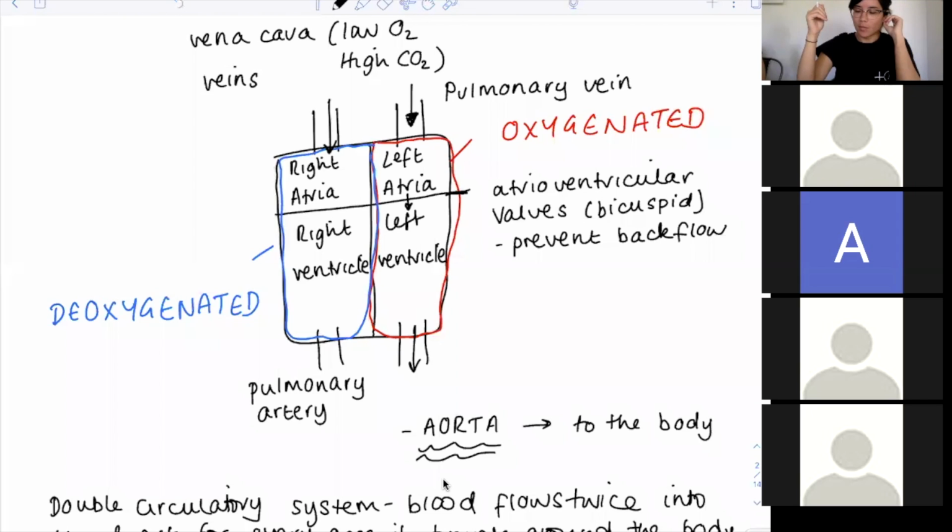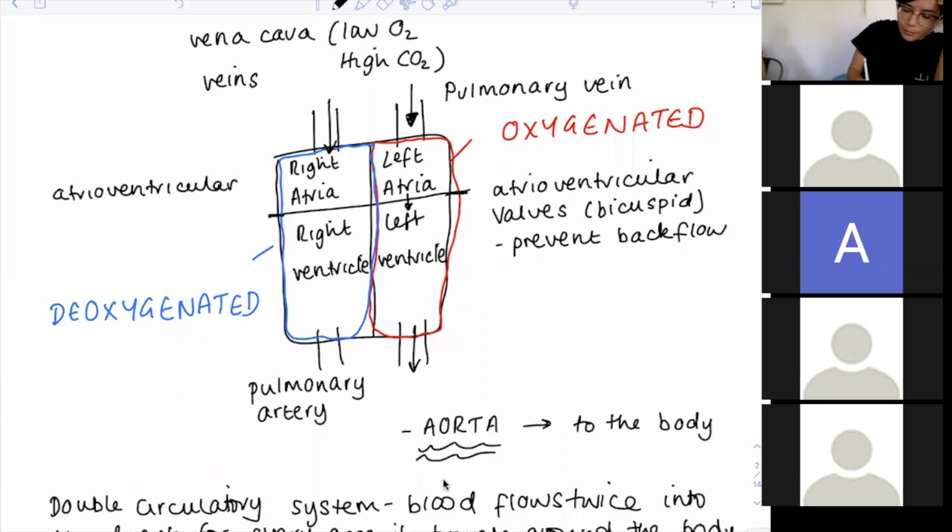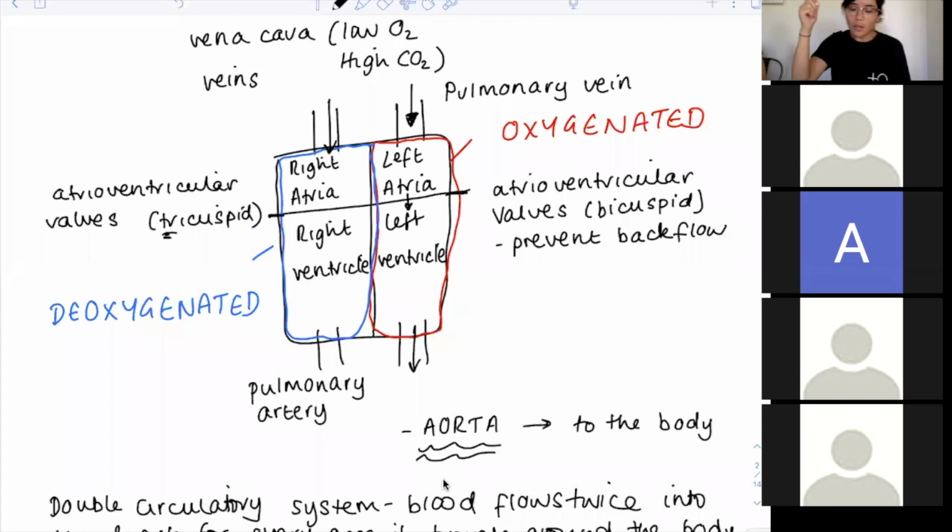Just to mention that we have more valves sitting between the wall of the right atria and the right ventricle. Again, these are atrioventricular valves. Again, they prevent the backflow of blood. And if you want to be fancy, you can call them tricuspid valves. Try and remember that the R is for the right side. Someone taught me that a few years ago, and it's really helped me remember.